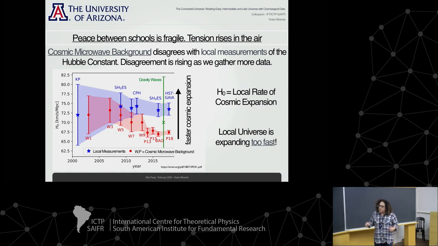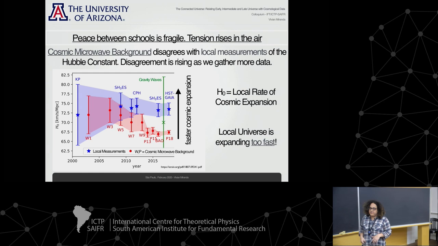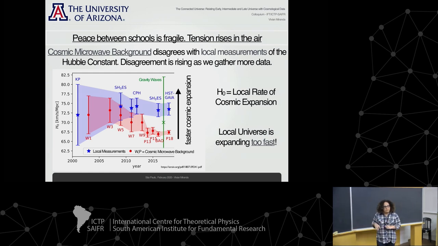You can also measure the value of the Hubble constant through other means. I have used, for example, strong lensing. You can also use gravitational waves, but they are still a few years away from getting the precision and the accuracy that you can achieve with the cosmic microwave background.